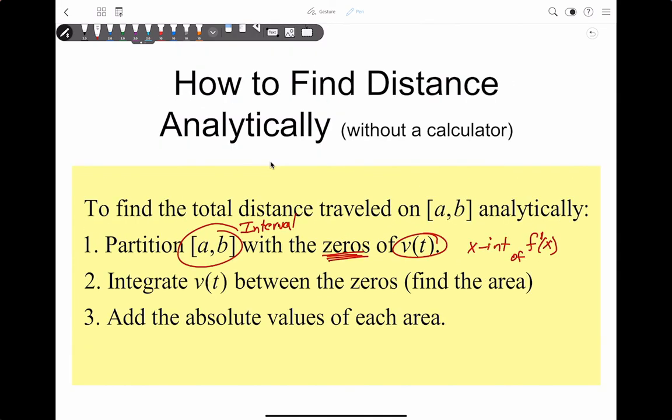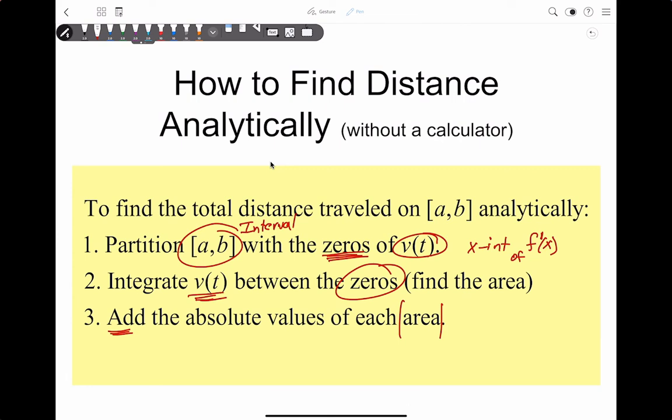Then we're going to integrate the velocity function between these zeros, okay? And then finally, we're going to just add the absolute values of each of the areas. So if the area was negative, we make it positive. If it was positive, it remains positive. And when we add them all up, we will get the total distance traveled.